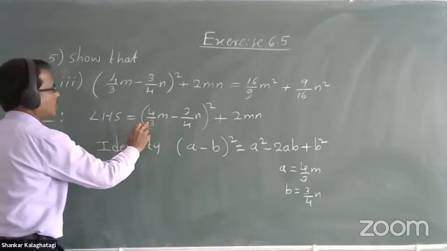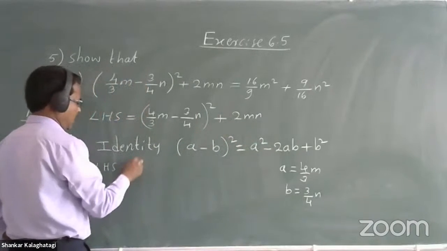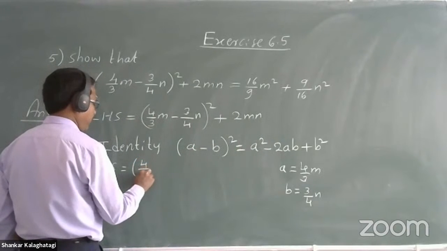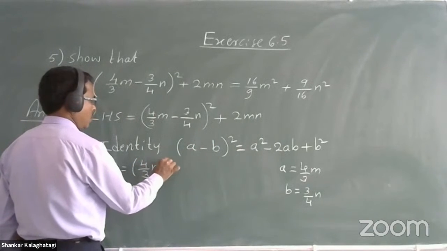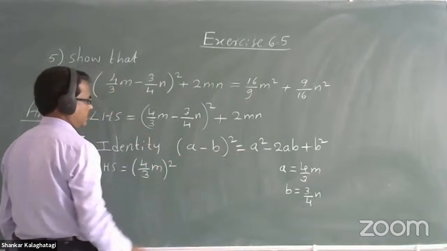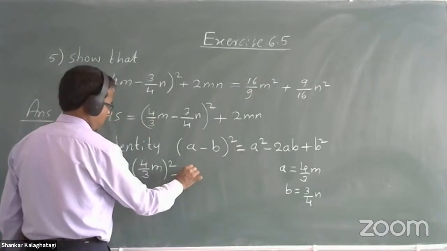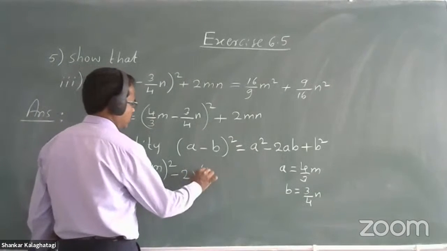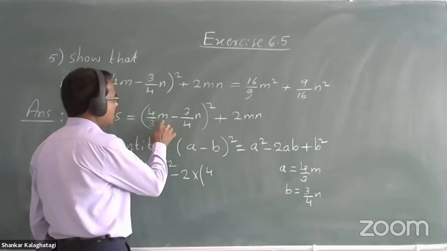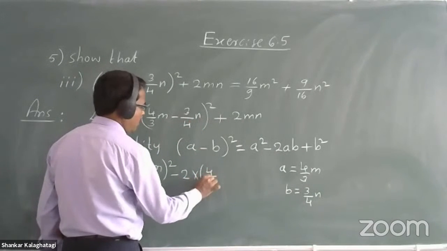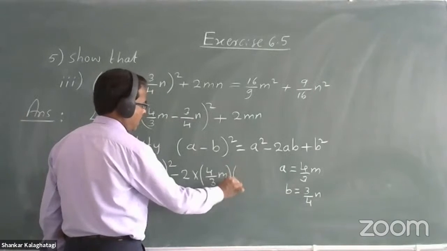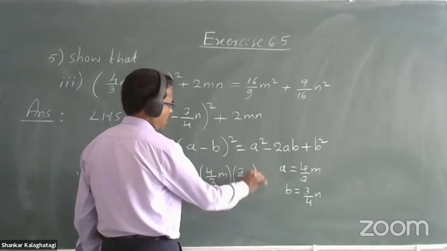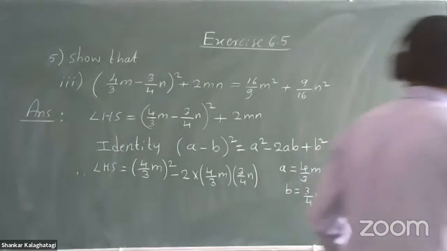Substitute here. A is 4 by 3, 4/3m, this is the value of A. A square is also square. Minus 2. What should I write here? So 4 by 3 and 3 by 4, 4 by 3m and 3 by 4n. Correct.